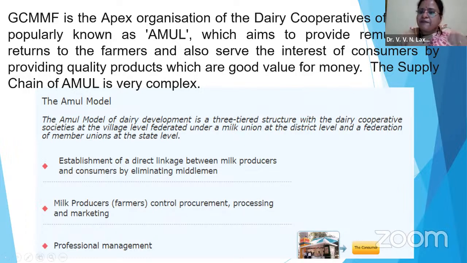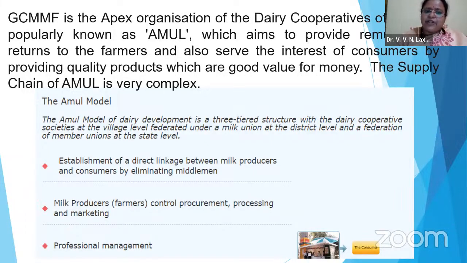At the first level, they try to establish a direct linkage between milk producers and consumers by eliminating middlemen. So the federation collects the milk directly from the milk producers. So we have village societies at the village level. Then we have the district society, which converts its milk into various products. Even today, friends, hardly any dairy cooperatives across the world have the level of number of products that GCMMF has. They have the maximum number of products.